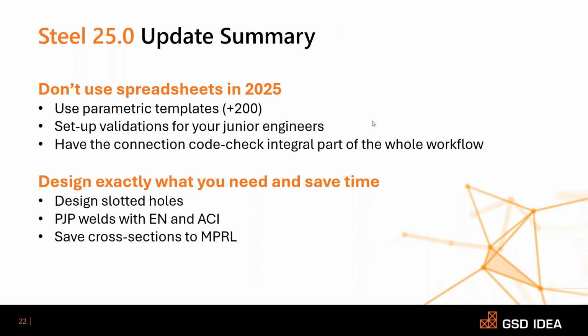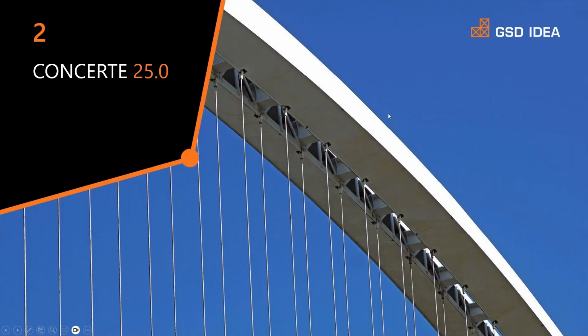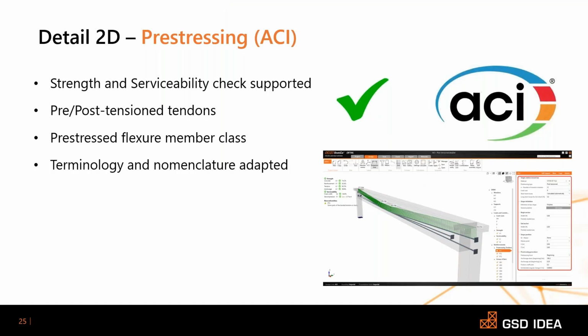Yes, yes. So let us skip to the next big topic, which is 25.0 concrete. With not much delay, I'm going on to the 2D Detail 25.0. Big news for the precasters. Detail for ACI code also supports the design of pre-stressed elements now, including the precast beams, deep beams, and girders.